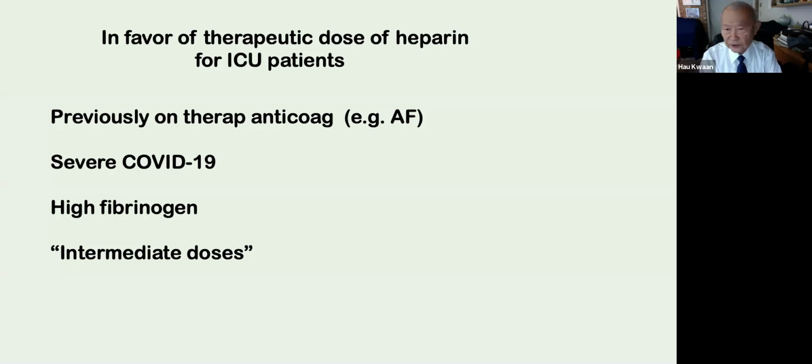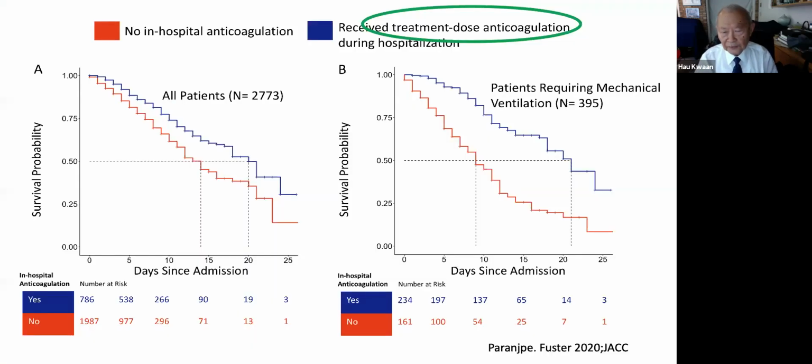So if you're giving a prophylactic dose of heparin with a high fibrinogen, you may not be able to get the desired therapeutic effects. Now, some people are a little bit afraid that if you give a therapeutic dose, you increase the bleeding risk, particularly in a patient who might have an ischemic stroke. There is a potential of converting that into a hemorrhagic stroke. So they would recommend so-called intermediate doses. This group definitely is in favor of treatment dose.